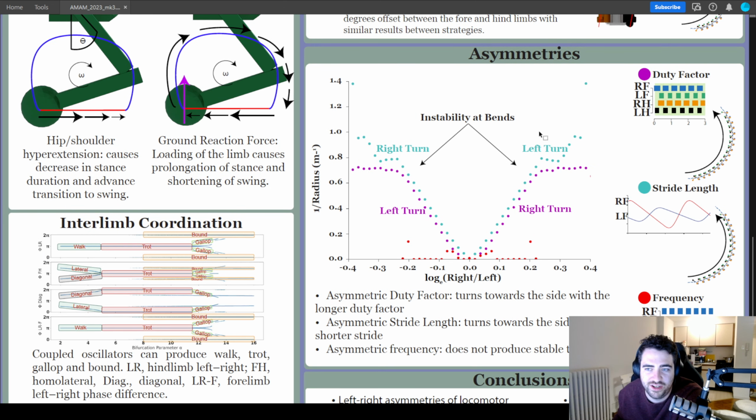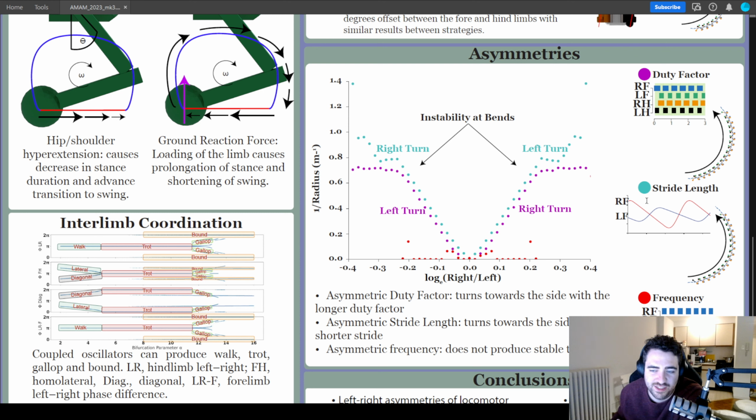Next, we wanted to look at different types of asymmetries: duty factor, stride length, and frequency. Duty factor is just how long the right or the left side is going to be on the ground compared to the other side. As we increase one side being on the ground longer, we decrease the other symmetrically. So you can see here we increase the right side, but also decrease the left side. So the left side is on for a shorter amount of time than the right.